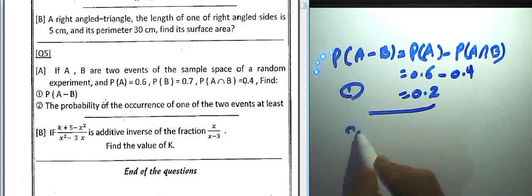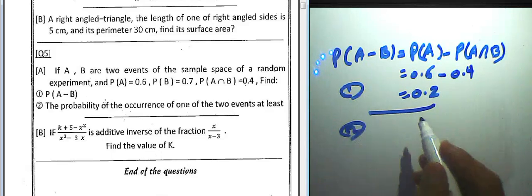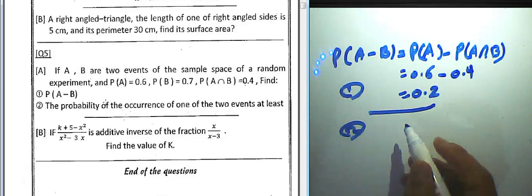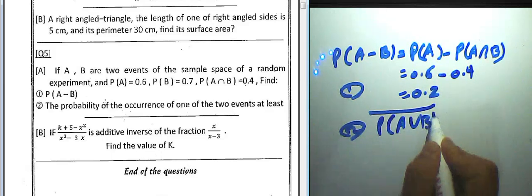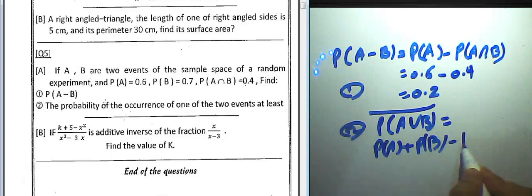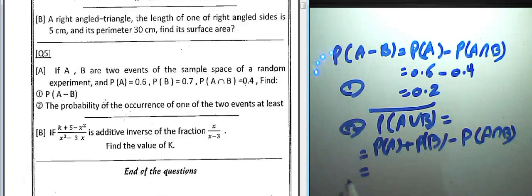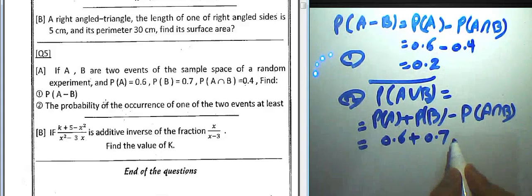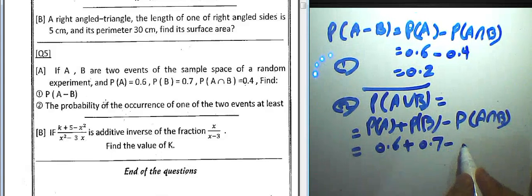That is question number 1. Question number 2. Probability of occurrence of at least one of two events. At least, what does it mean? It means union. Probability of A union B equals the probability of A plus the probability of B, minus the probability of A intersection B. The probability of A equals what? 0.6 plus 0.7, minus the intersection of them, which equals 0.4. 1.3 minus 0.4 equals 0.9. The result will be 0.9.